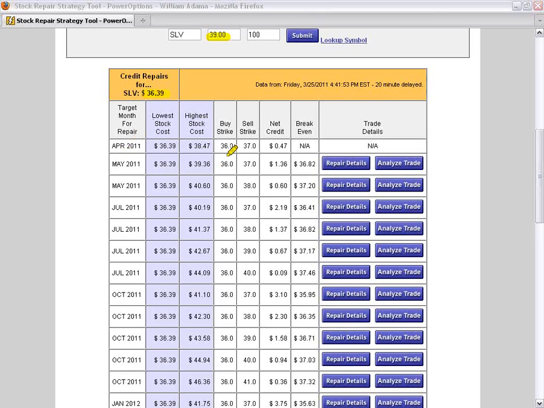Now, what the system tried to calculate for us is doing a ratio spread to help us get back to break even. The first one, it tried to build an April spread using the 36 and 37 calls, but it couldn't do it. It couldn't give us a better break even. But there is an example from May. It shows us we could use the 36 and the 37 call, generate a credit of $1.36, and this lowers our break even down to 36.82, and the stock's at 36.39. Well, that's not bad. Little repair. We'd only need the stock to be trading at 36.82 at May expiration to get back to break even.